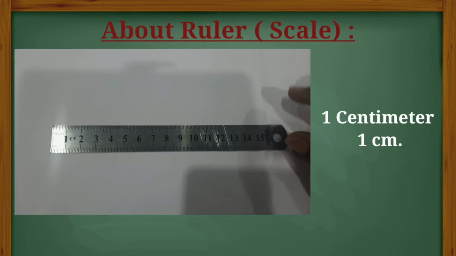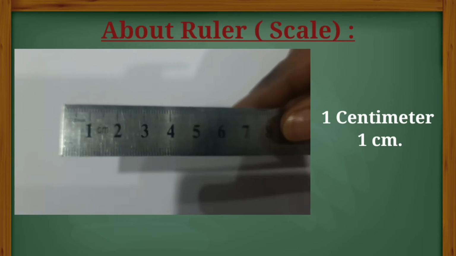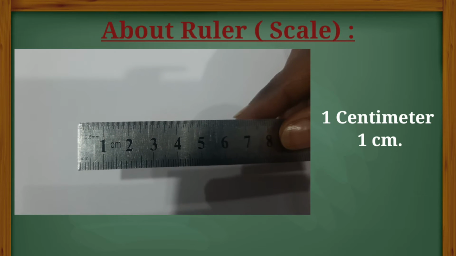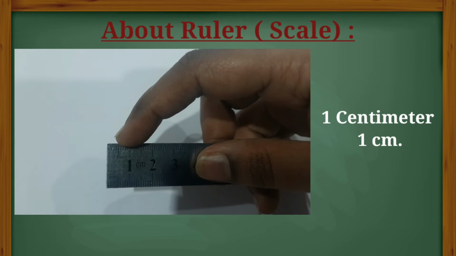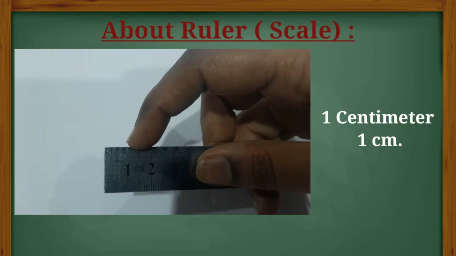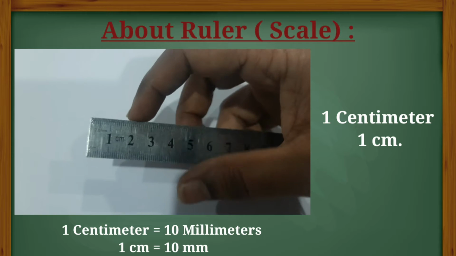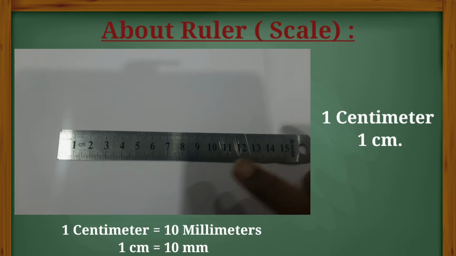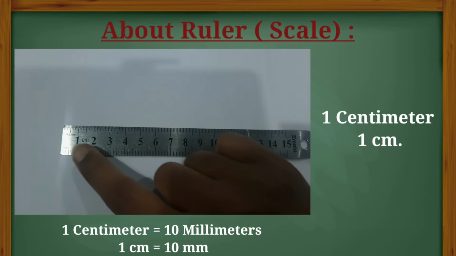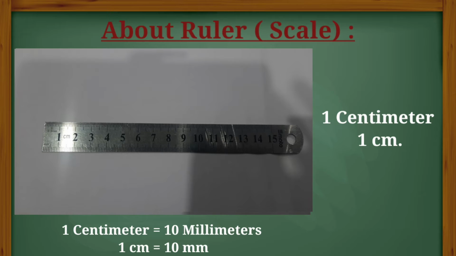Each of these 15 parts is of length 1 centimeter. Then each centimeter is divided into 10 equal parts, and each subpart is 1 millimeter. So 15 centimeters are there, and each centimeter is divided into 10 parts, that we call 1 millimeter. Understood, students? 1 centimeter is equal to 10 millimeters.